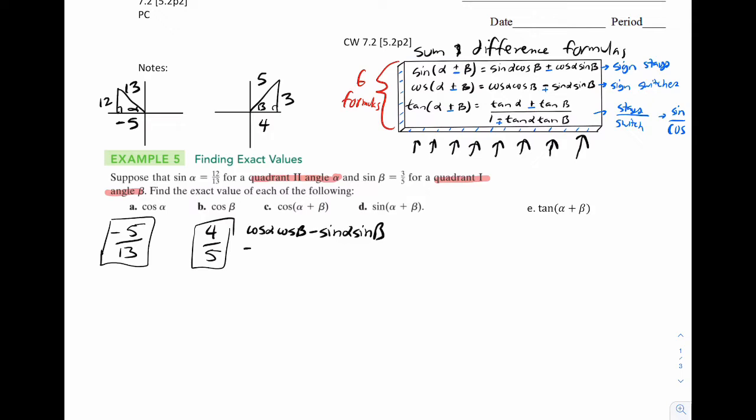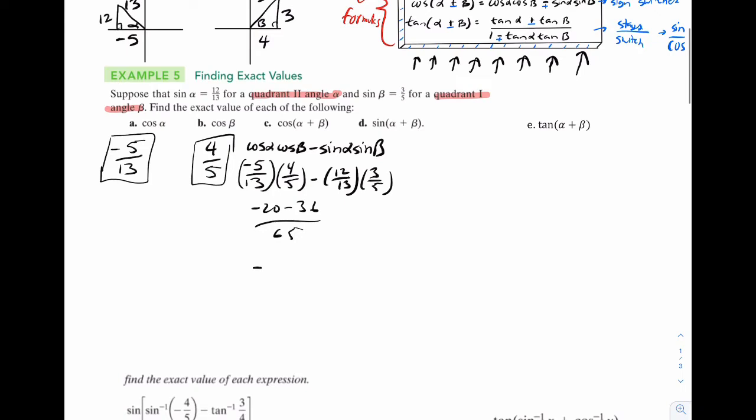Cosine alpha, that's negative 5 over 13. Cosine beta, that would be 4 over 5. Sine alpha is 12 over 13. Sine beta is 3 over 5. We multiply, that's negative 20 minus 36, all over 65, and look at that. Negative 56 over 65. Done.